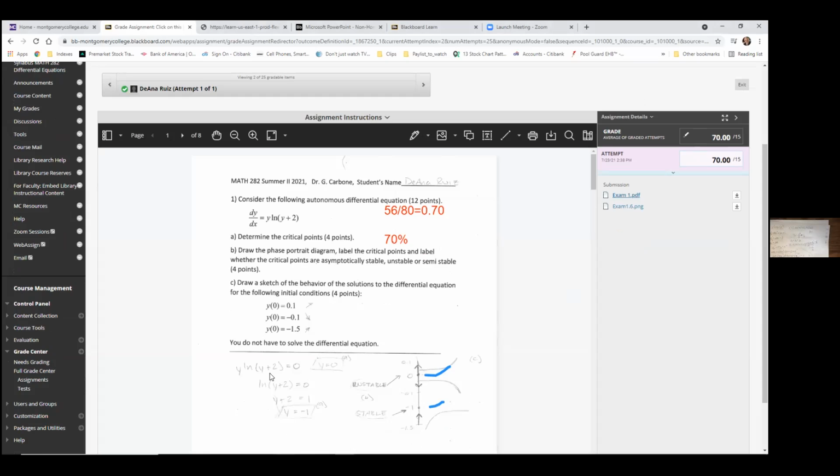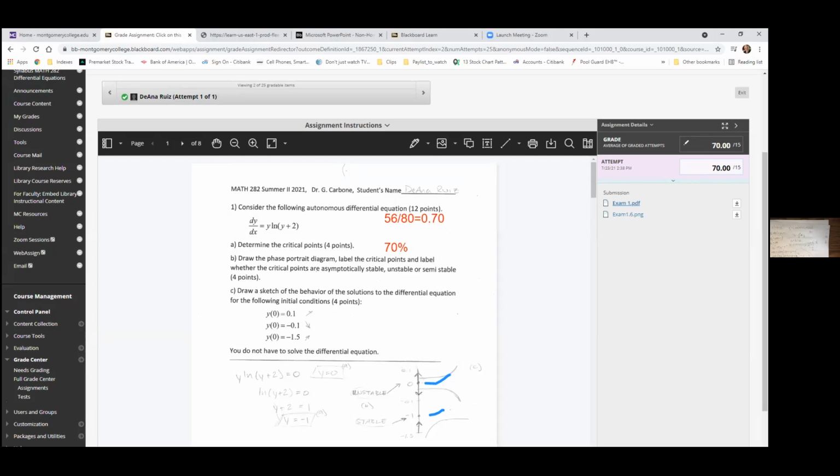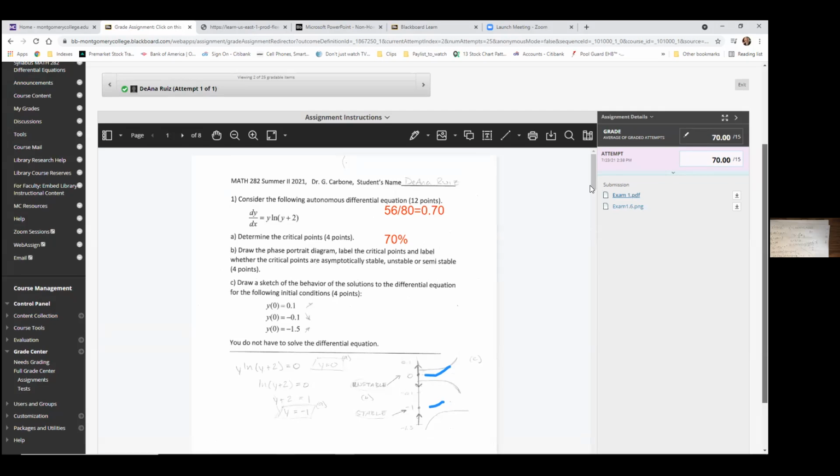I'm not seeing the screen. What the heck happened? It's showing on the Zoom. It's showing to you, it's not showing to me. I don't know what's going on. That's weird. Okay, now it is. All right.